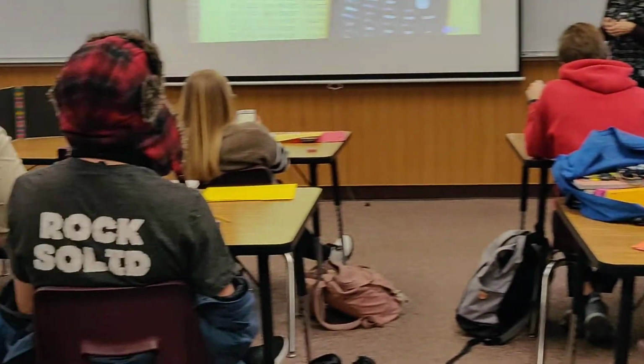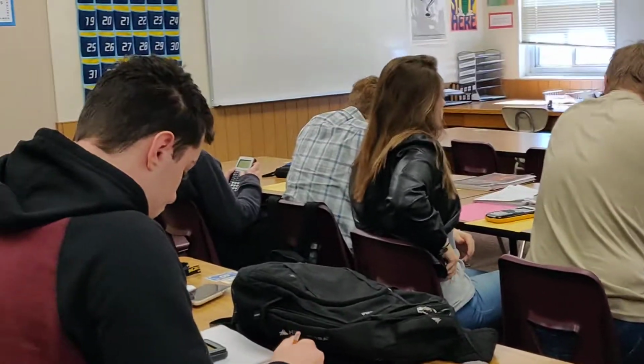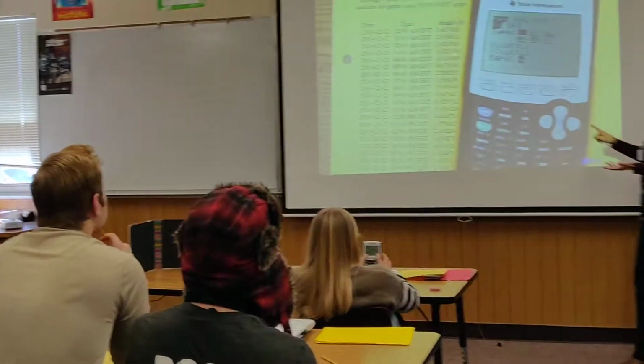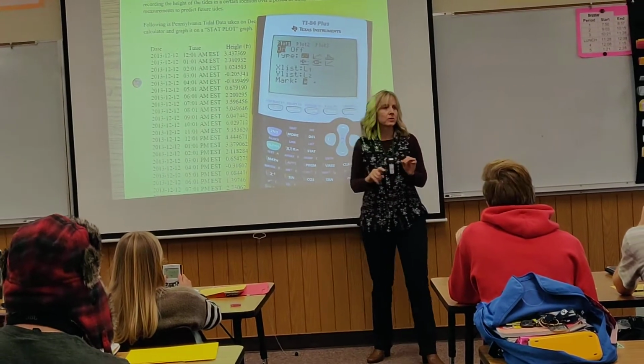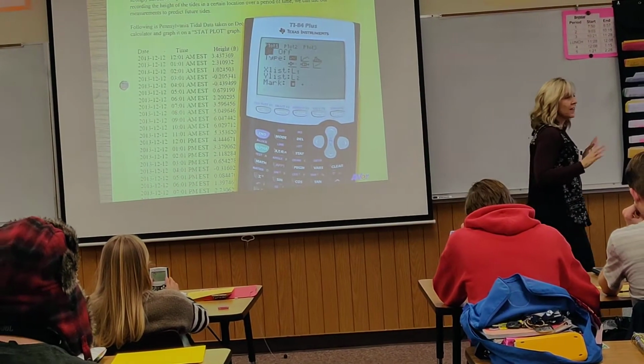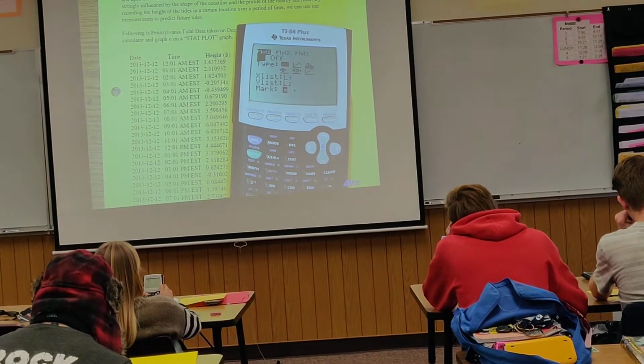And then the type of mark that you want to see on your graph, this is just personal choice. I've got the little boxes. You can have plus signs or little dots. Once you got that set up, all you need to do is hit graph.